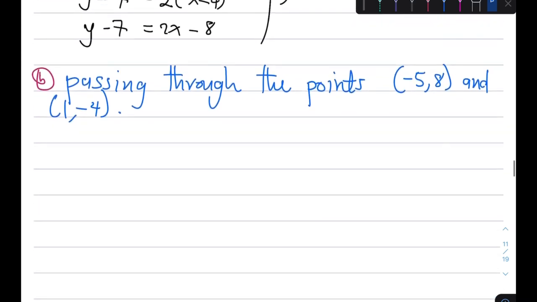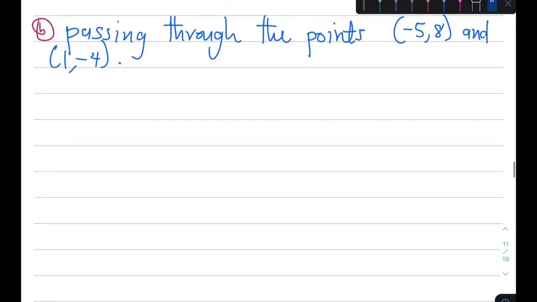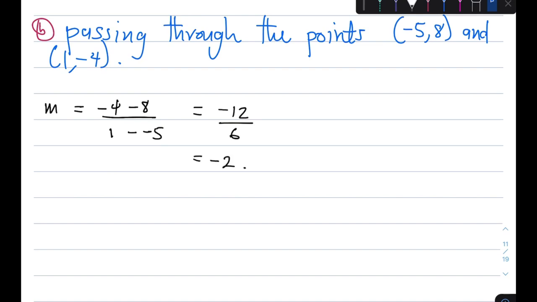All right. Now, what if you are asked to find the equation of the line passing through these 2 points, and you were not given the gradient? Well, then it is imperative on your side to find the gradient. So gradient m will be equal to, we can have negative 4 minus 8 over 1 minus 5. That should give us negative 12 over 6, and that is negative 2.